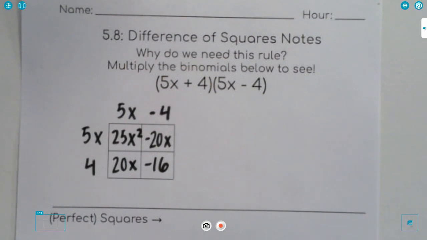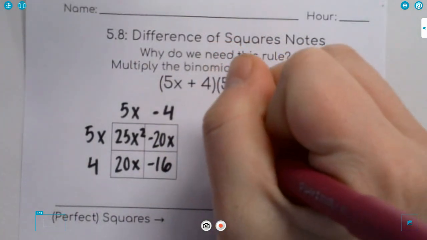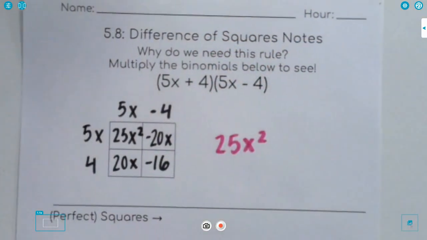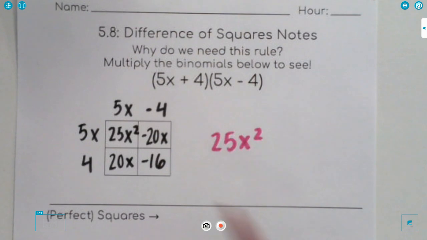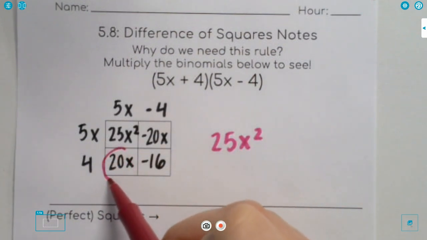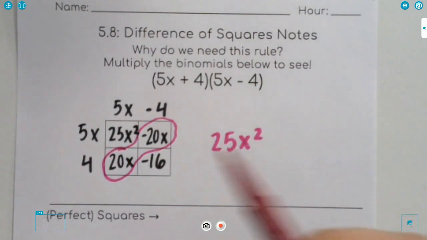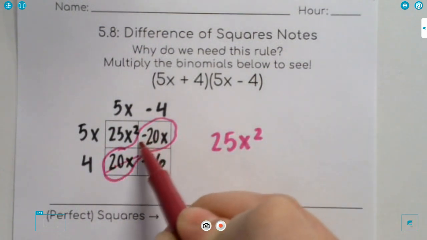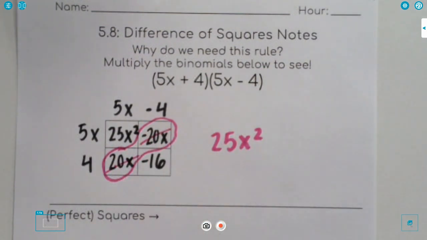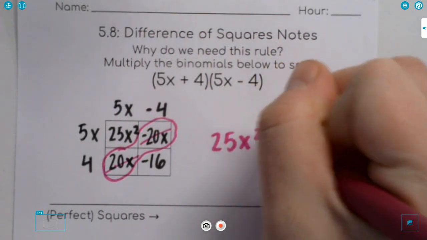When we go to write our final answer, 25x squared comes first. We always do it in standard form, highest to lowest. This 20x and negative 20x, what do they do? They cancel out because they're the same number. One's positive, one's negative. They just cancel. So I put a minus 16 on the end.